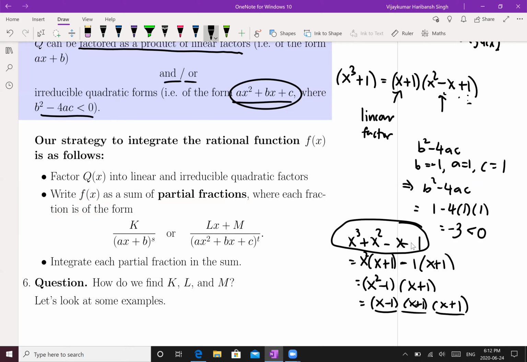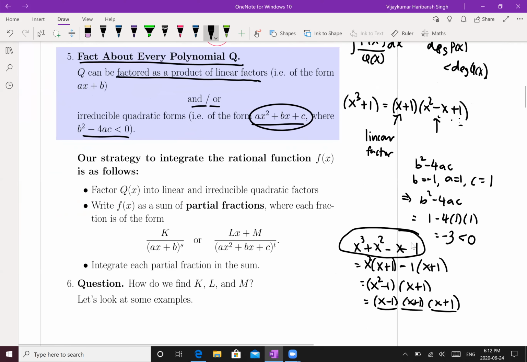So that is the idea behind this theorem, that if you take a polynomial over Q, either all the factors are linear, or there are some linear factors and some quadratic factors. Those quadratic factors cannot be split further, and hence they are named irreducible quadratic factors. So those quadratics are irreducible. Okay.